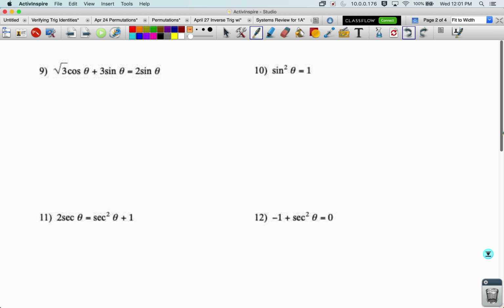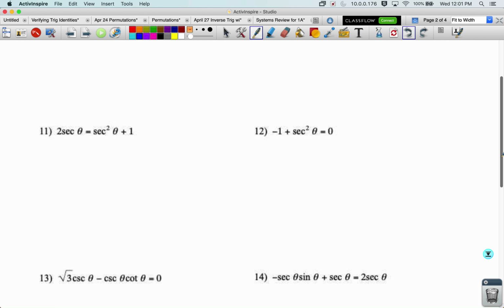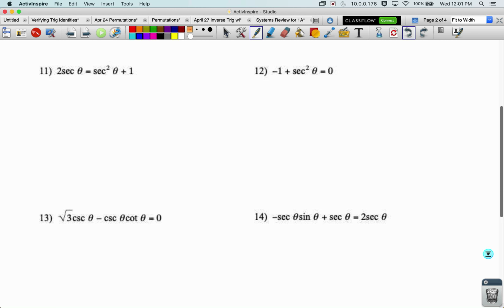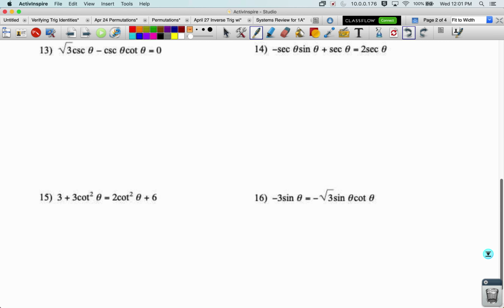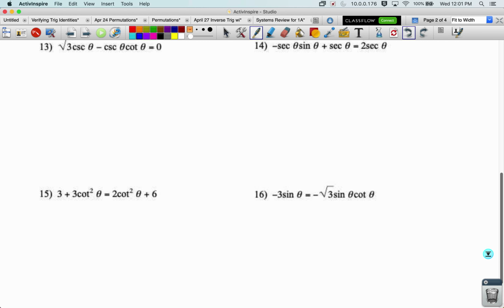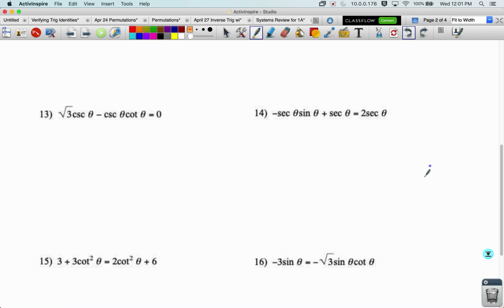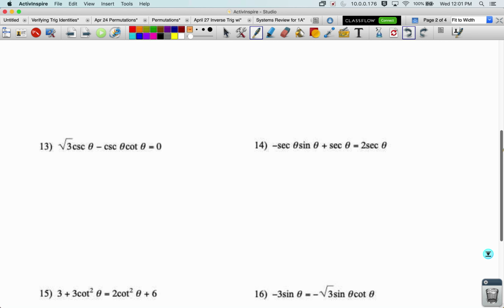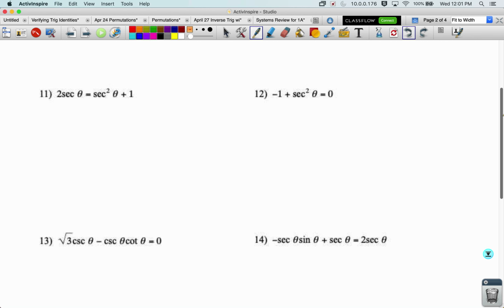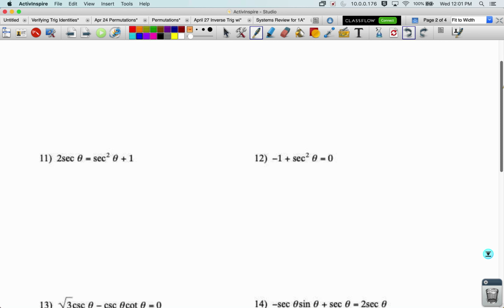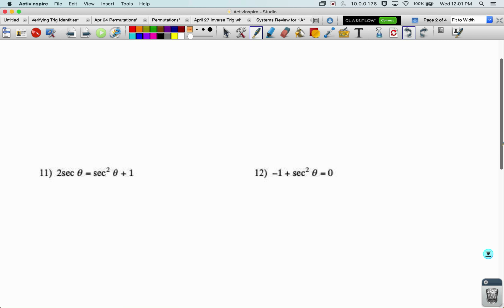Okay. Other tricky ones. I mean, our techniques are going to work for all of these. There's no squareds in these ones, so they should work out decently. That should factor.